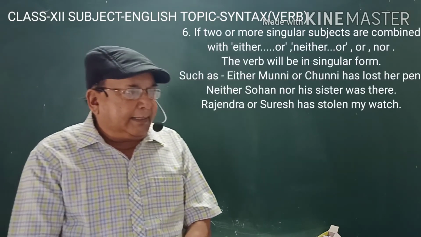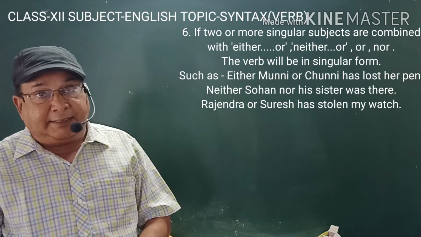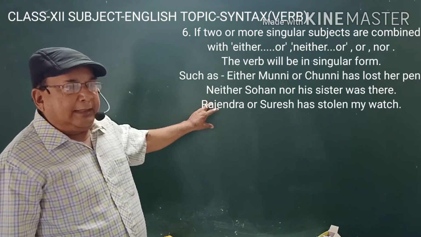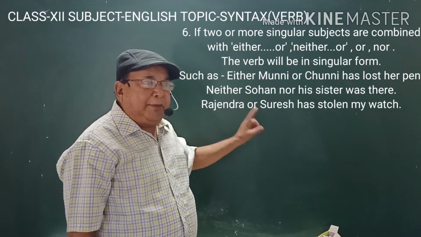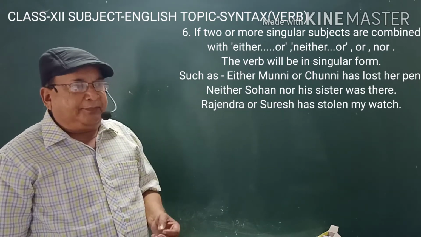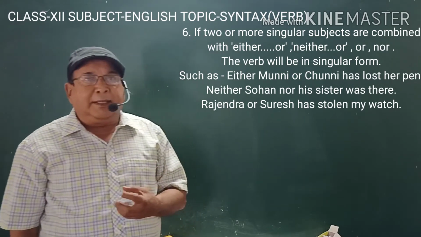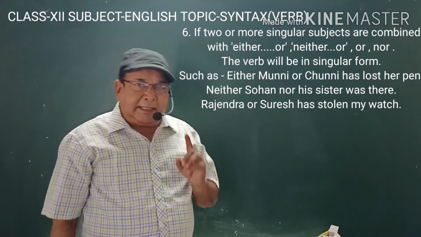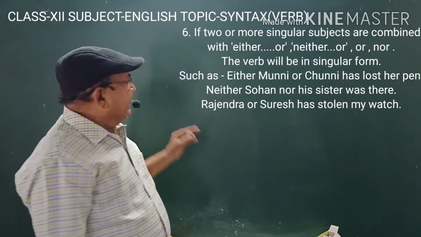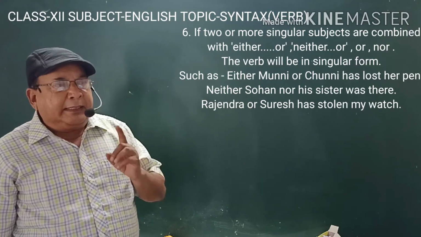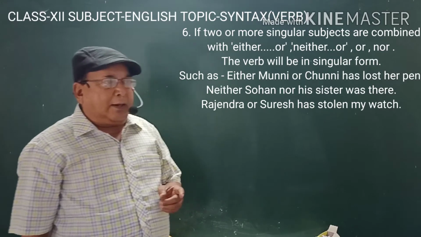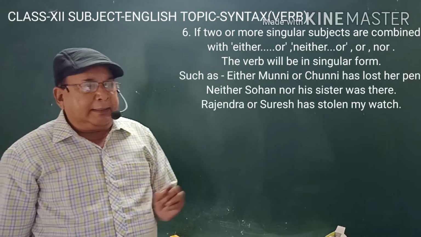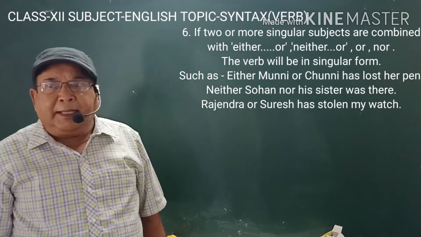then a singular verb will be used. Another point, if two or more singular subjects are combined with either-or, neither-nor, or only or, in this case the verb will be in singular form. For example, either Munni or Chunni has lost her pet. In this case, has is the singular form of the verb. Another example, neither Sohan nor his sister was there. Neither and nor words are having the singular verb was. Another, Rajendra or Suresh has stolen my watch. Rajendra and Suresh have been combined with the word or, therefore the verb has been used in singular form.